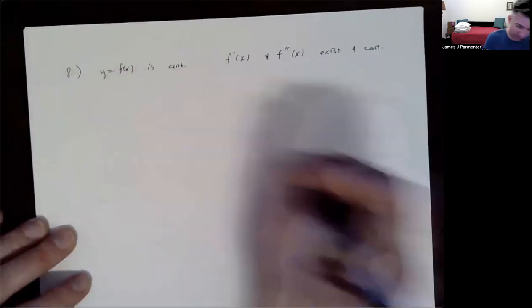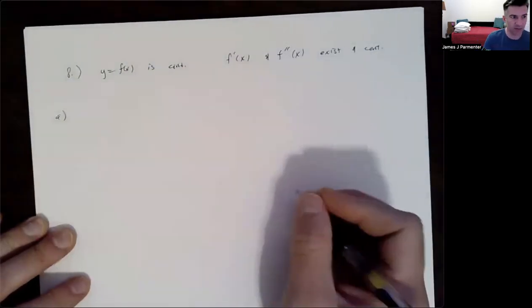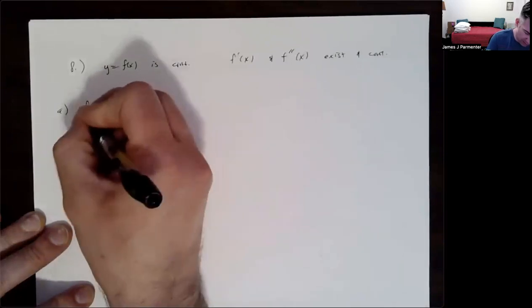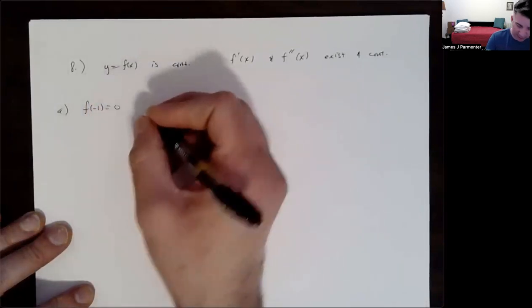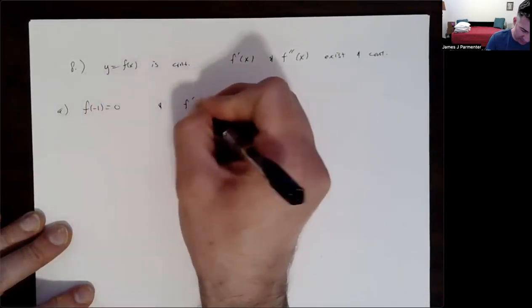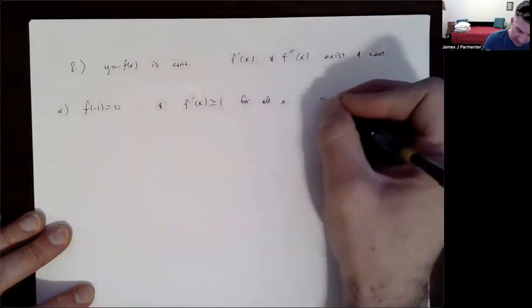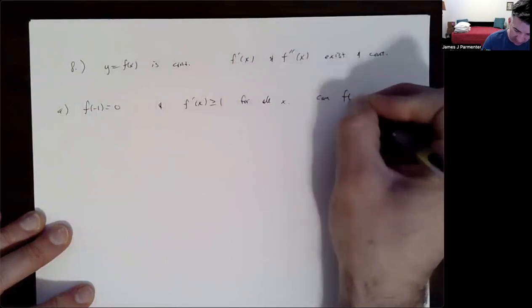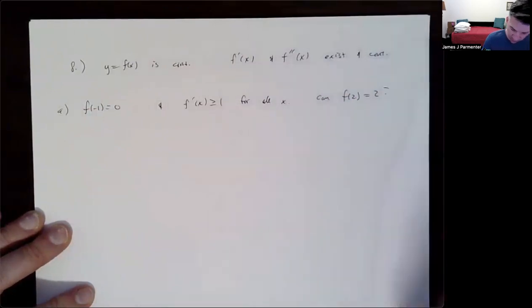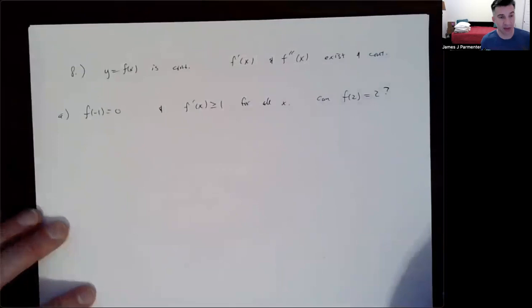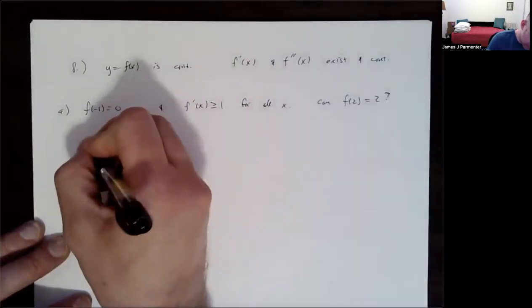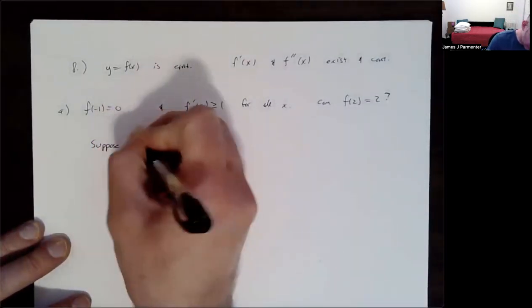Sure. So part A, and we did this one in class as well, but good to see again. f of -1 equals 0, and we are given that f prime of x is greater than or equal to 1 for all x. Is it possible that f of 2 is equal to 2? So let's suppose that it is. So suppose f of 2 equals 2.